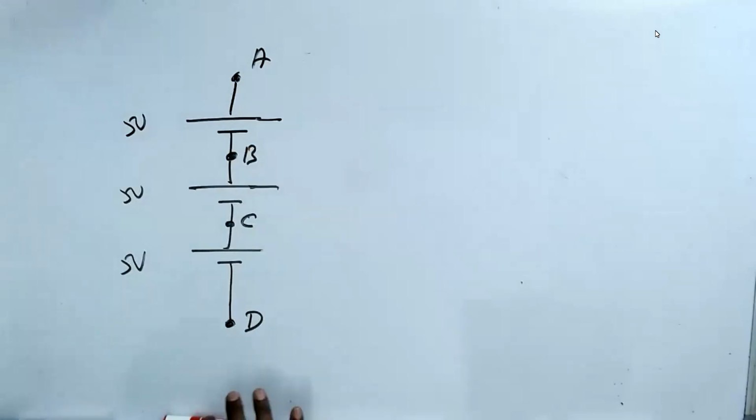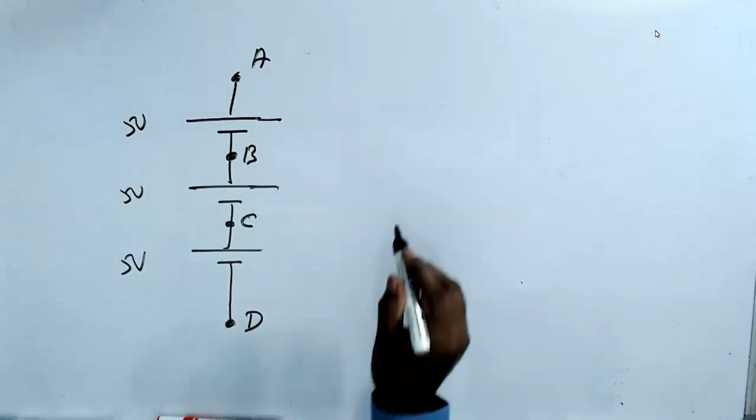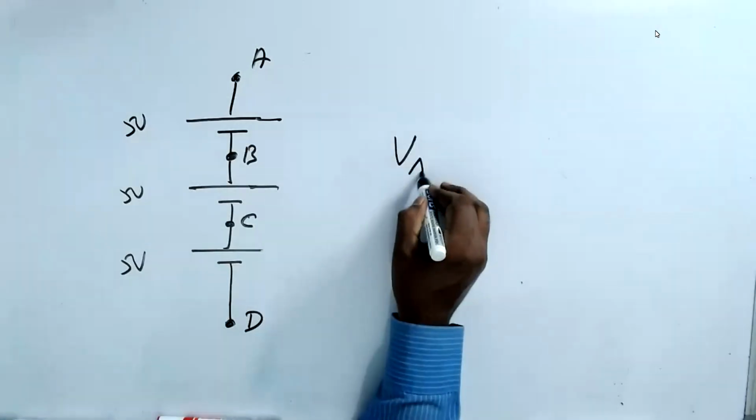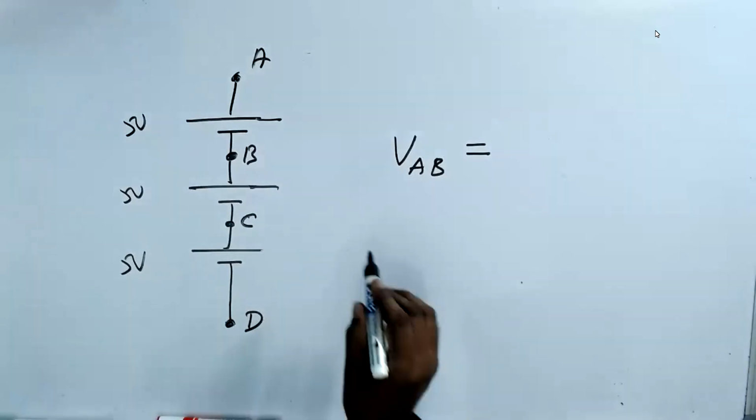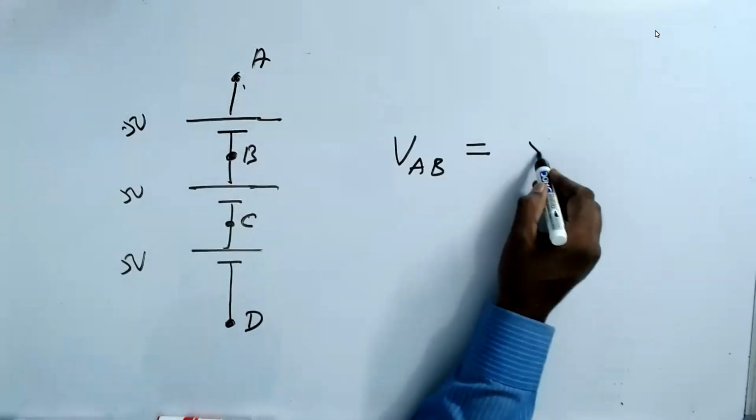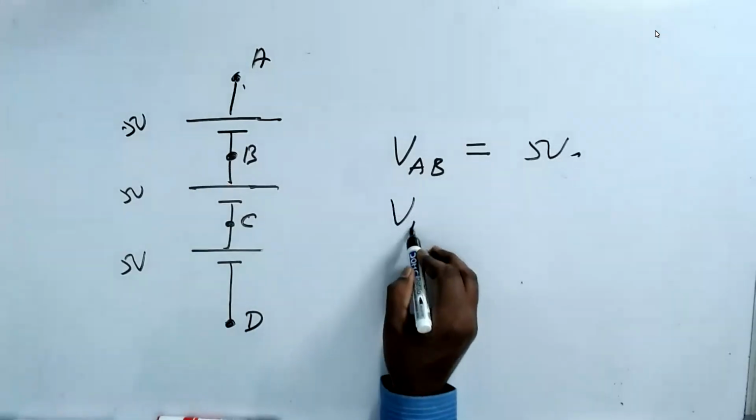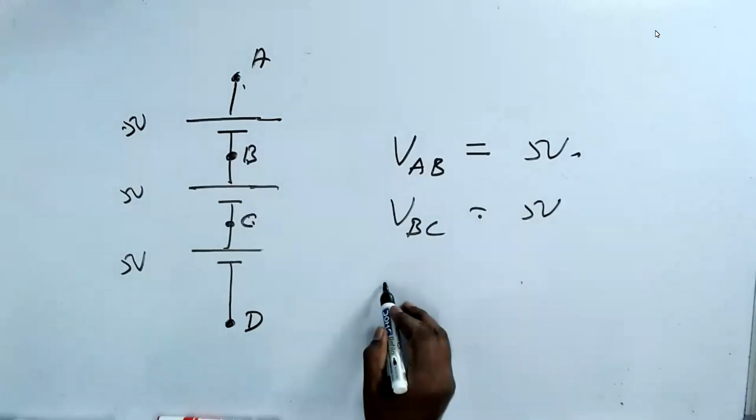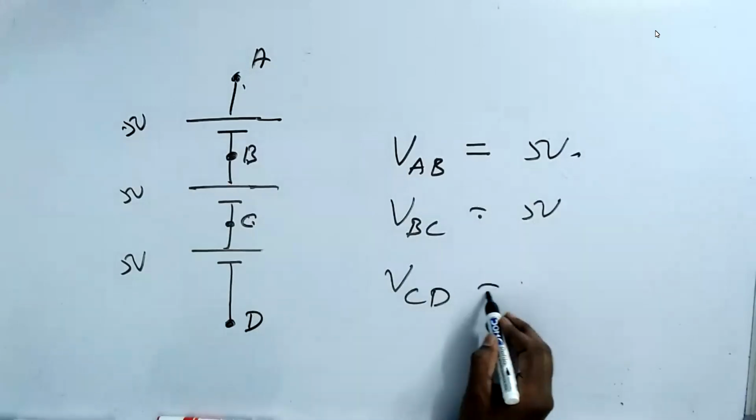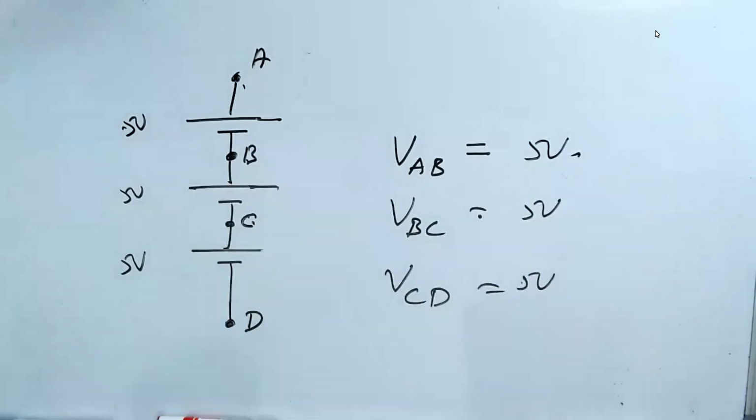Now, the beauty is, if I ask you the voltage between A and B, then you can say that VAB is 5 volt. The difference is 5 volt. What is B and C? Between B and C, there is 5 volt. VCD is 5 volt. Very simple.